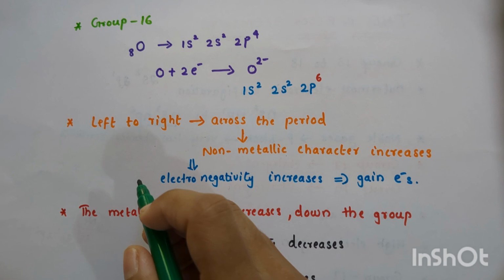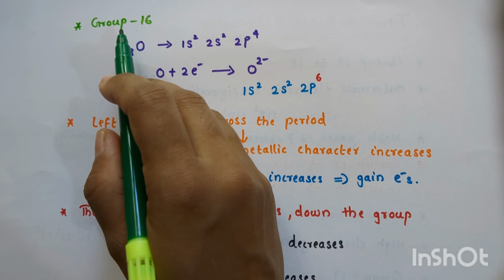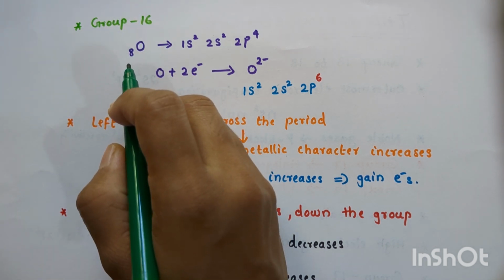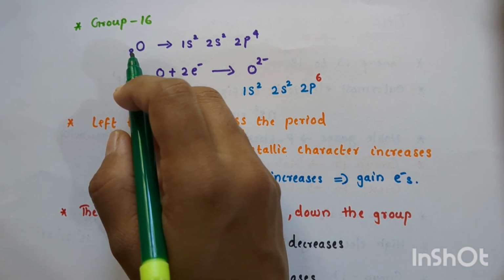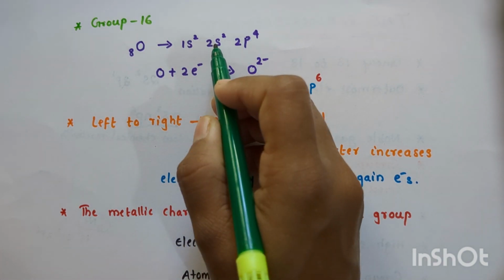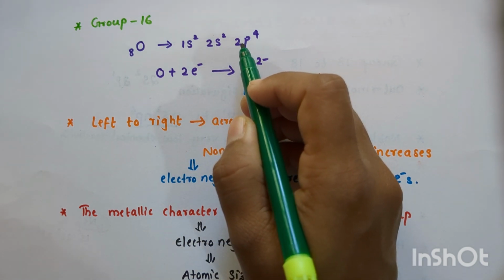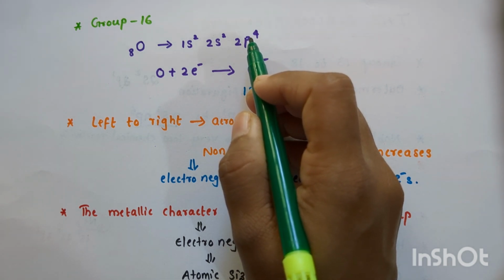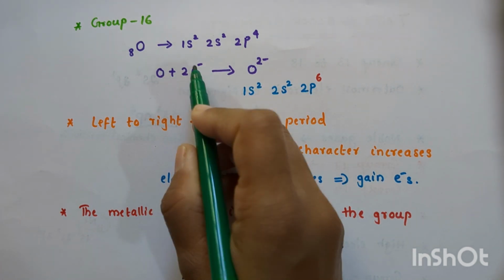Similarly, the chalcogens, which are the group 16 elements, try to gain 2 electrons to form a stable noble gas configuration. Consider one group 16 element, oxygen, whose atomic number is 8. Its electronic configuration is 1s2 2s2 2p4. The 1s orbital and the 2s orbital are completely filled with electrons. In the 2p orbital, the maximum number of electrons possible is 6, but here only 4 electrons are there, so 2 electrons less. So oxygen tries to gain 2 electrons.